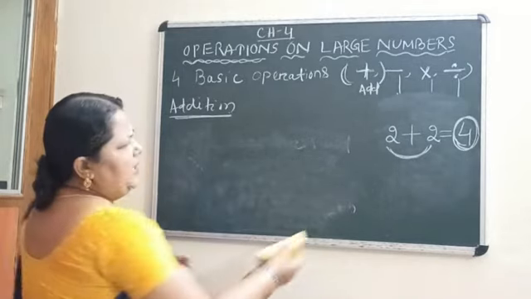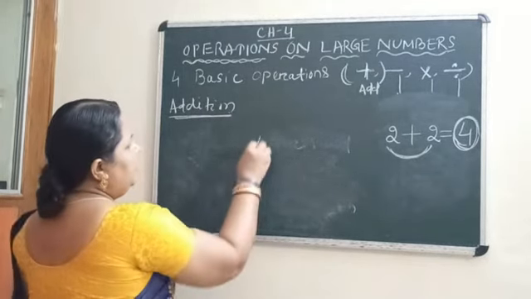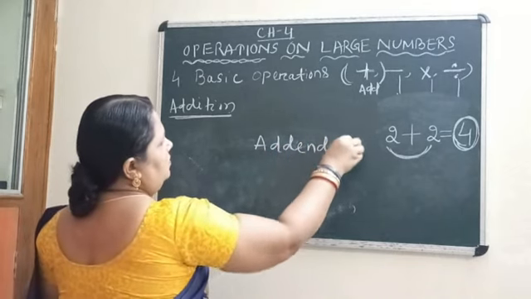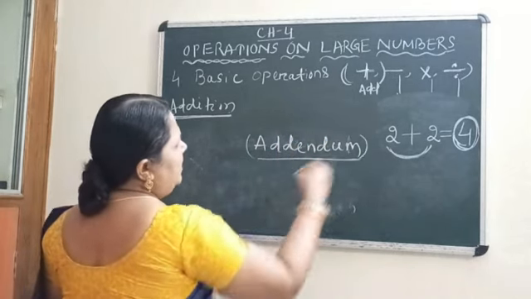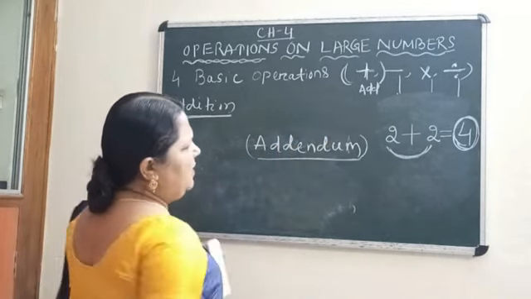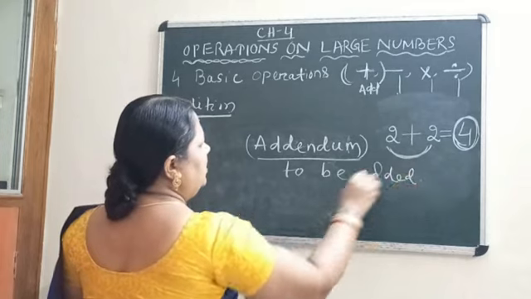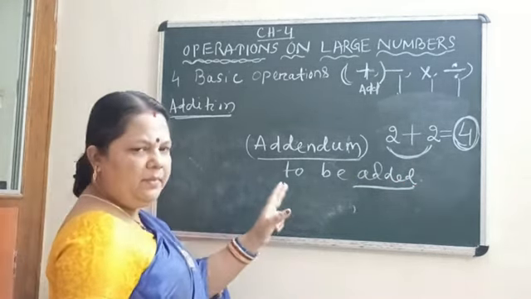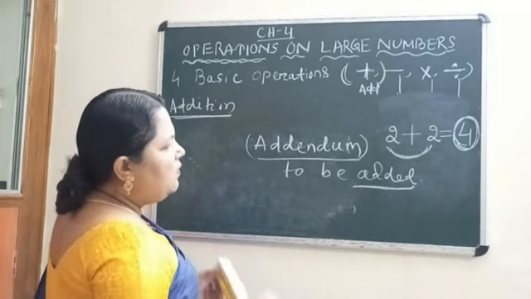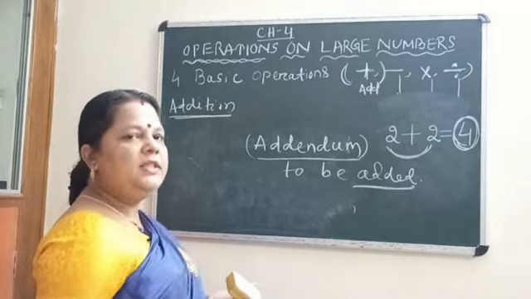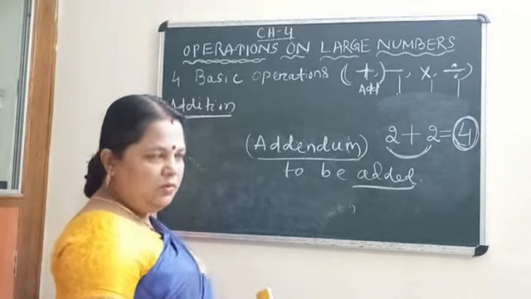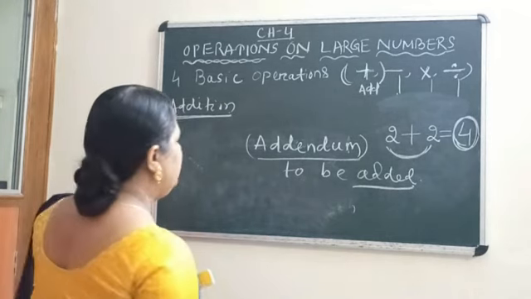We can say this addend or we can say the term addendum also. The meaning of both is the same, to be added. Addendum or addend means to be added. So what are we going to add? A single value cannot be added. So we need more than one to make a single value.